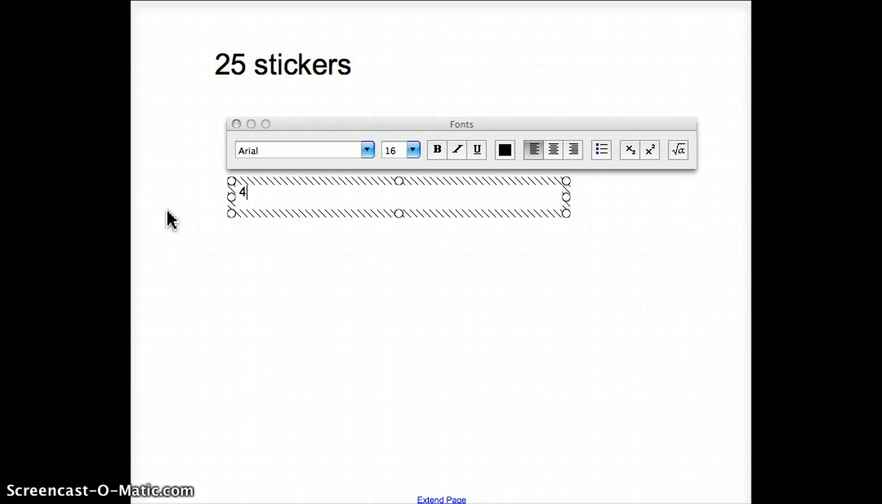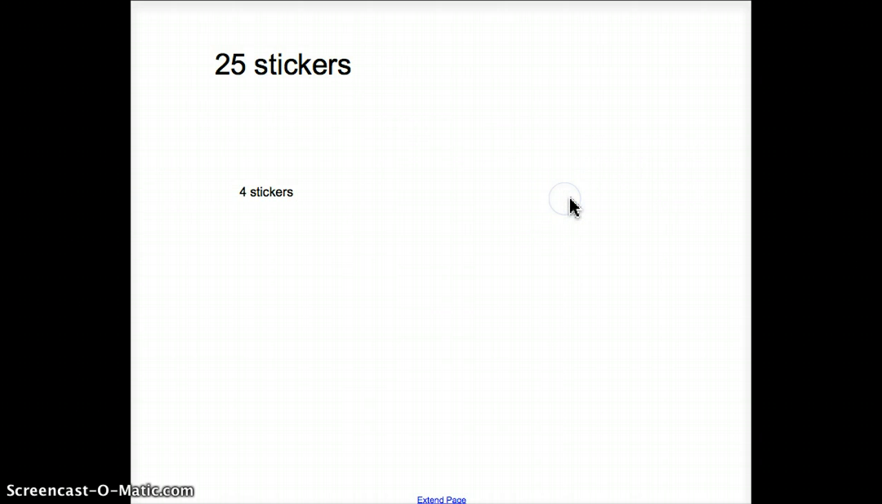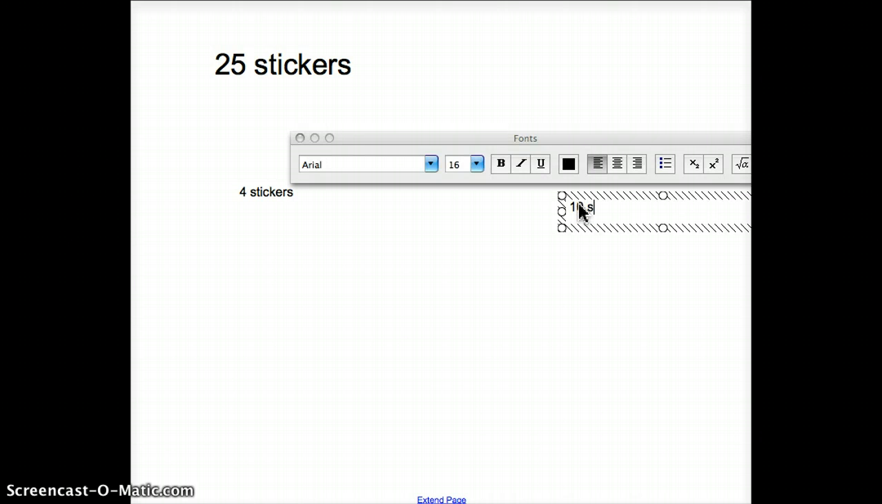So Amber had 25 stickers. She got 4 stickers from her teacher. She got 10 stickers for her birthday.